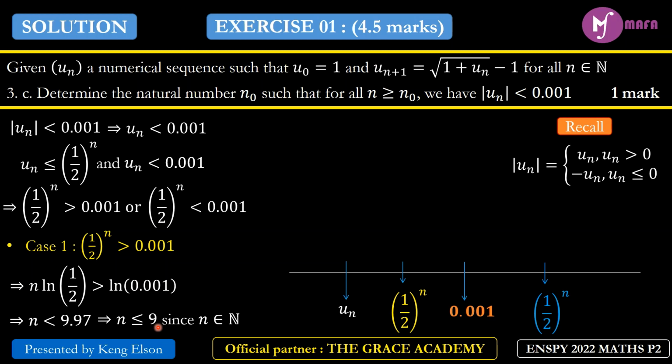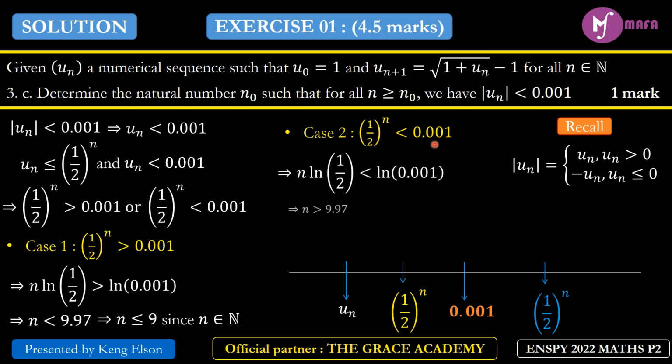Because it is a natural number, and we need to take all natural numbers that are less than 9.97, we have to begin from 9, so we have to include 9. Now let's take the second case where we have (1/2)^n less than 0.01. We take ln on both sides, and if we do the same manipulations, we are going to get that n will be greater than 9.97. But since n is a natural number, we need to take all natural numbers that are greater than 9.97. It means we can begin from 10. So n greater than 9.97 means that n is greater than or equal to 10, since n is a natural number.